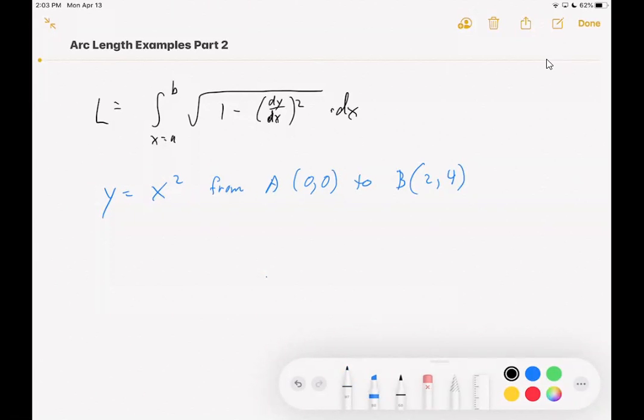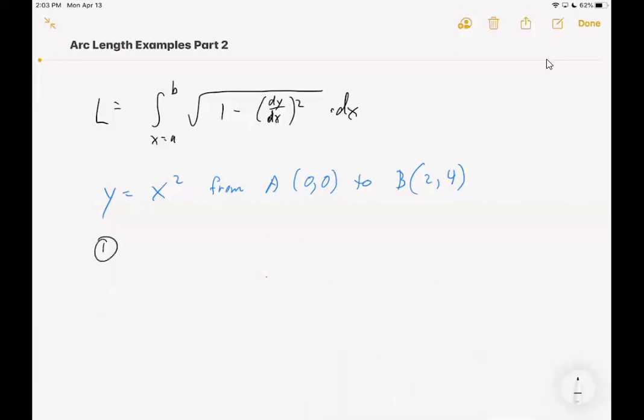All right, so let us go through the steps. In order to use the formula, we first need to know what dy/dx is, right? So in step 1, that would be easy. That's 2x. In step 2, we need to square this. So that's 4x squared. Step 3, we need to take the answer we had and add 1.